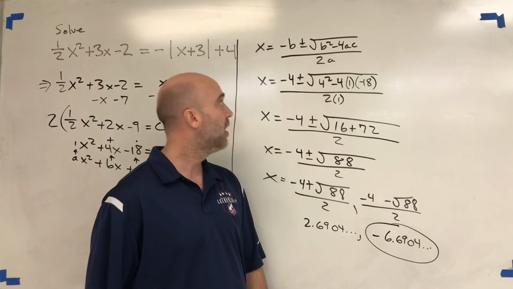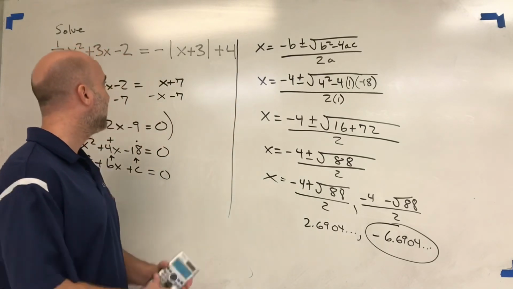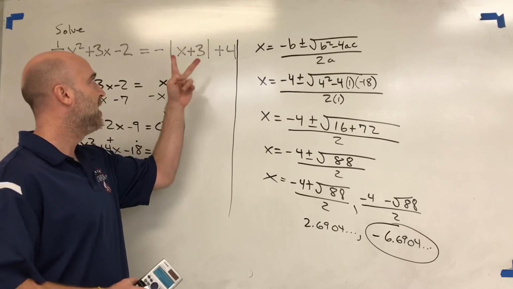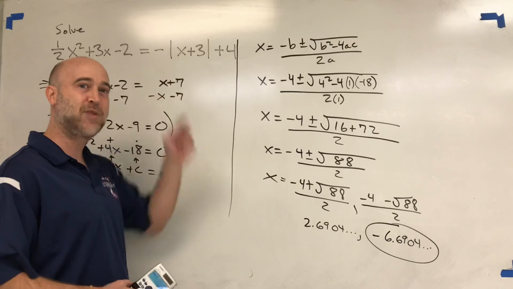Okay. So the point though that I kind of wanted to get into was using a piecewise function to attack the absolute value function.